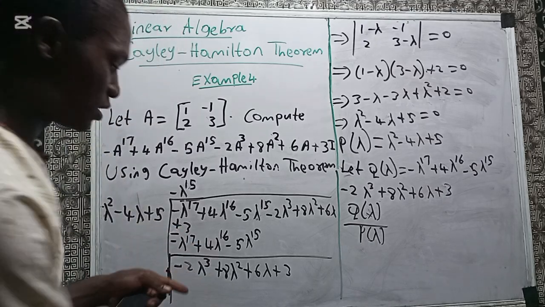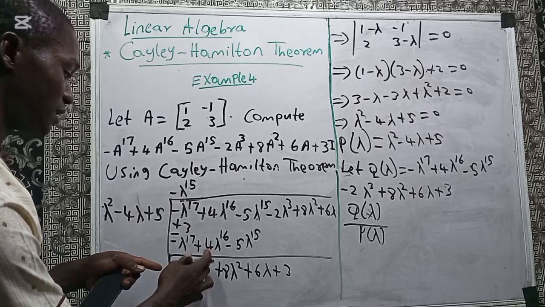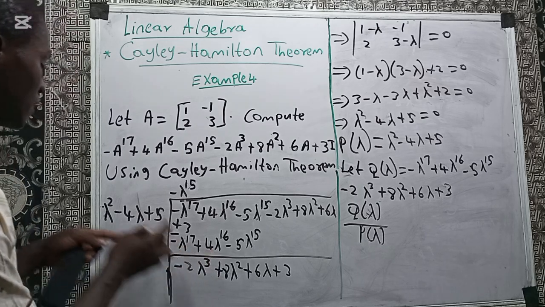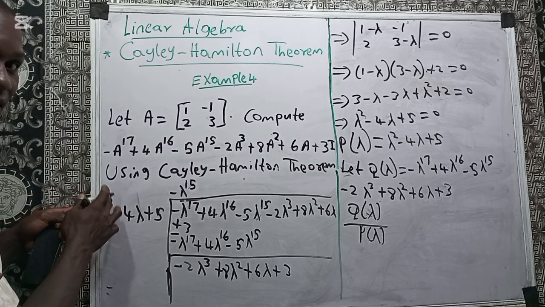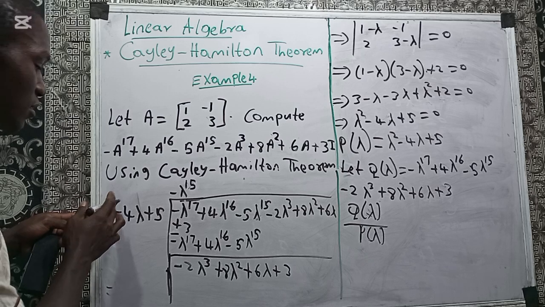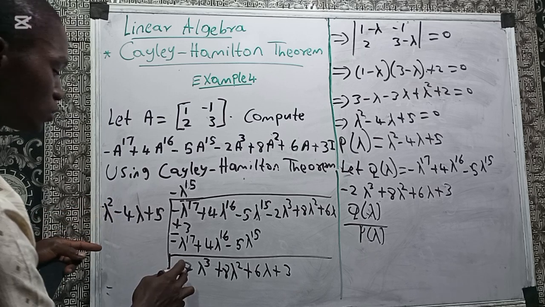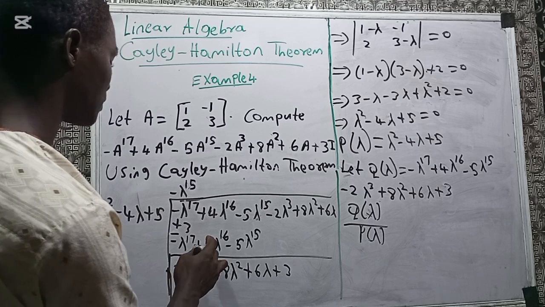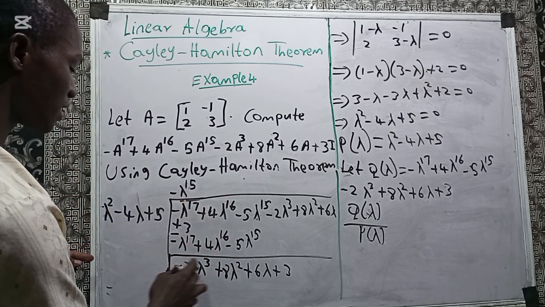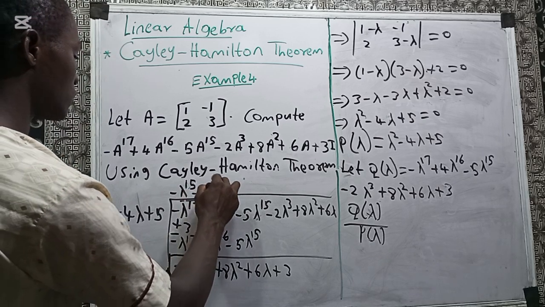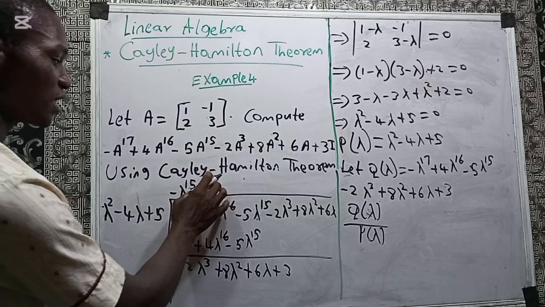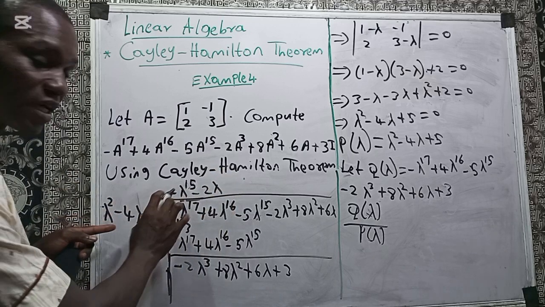Then the highest power of lambda here is of degree 3. So it's greater than the highest power of lambda in the divisor, which is of degree 2. So we can still divide. So lambda raised to power 2 divided by negative 2 lambda raised to power 3, you have negative 2 lambda. So use this quantity, negative 2 lambda, to multiply your P of lambda again.